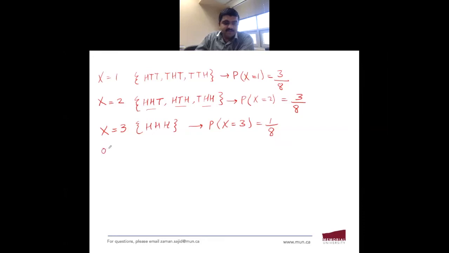Now let's take some other examples as well. So it could be an electrical component, and the electrical component is tested.